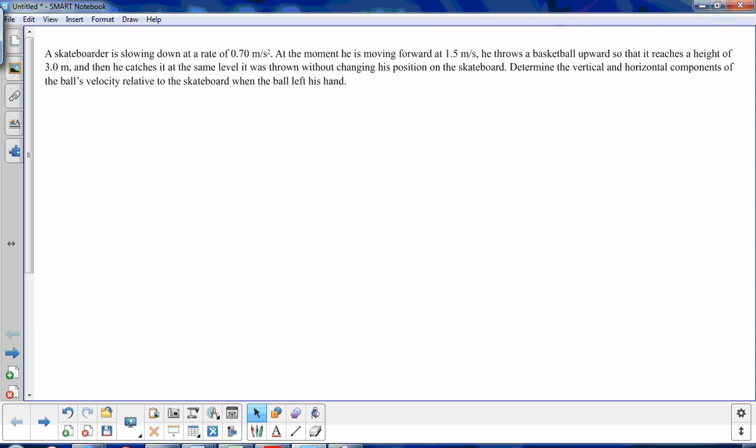So we're doing projectile motion. A skateboarder is slowing down at a rate of 0.70 meters per second squared. So first things first, we need to write our givens. The acceleration in the X direction is what I'm going to call it, and this is for the skateboard.